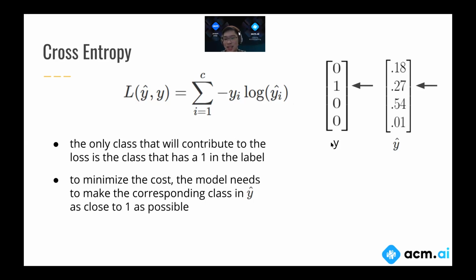So don't confuse y with y hat, because y is the actual labeled output and y hat is the prediction that our model makes. So these two are not related. But obviously, if they're close, then the loss will be smaller, because that means our model is doing a good job.